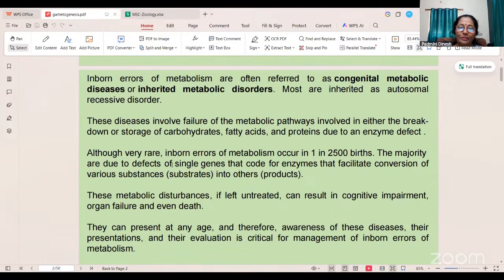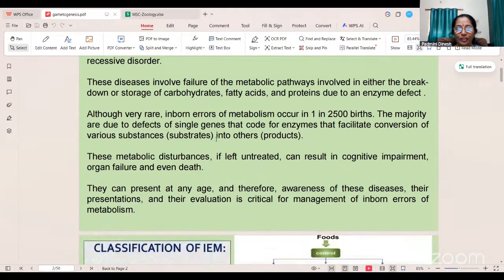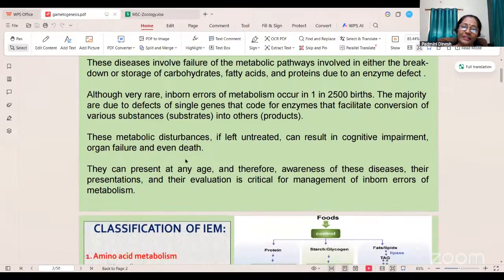These metabolic disturbances, if left untreated, can result in cognitive impairment, that is, the brain is not properly developed, and sometimes organ failure, and even death in the children who have this gene present in the community. They can present at any age, and therefore awareness of this disease is needed, and evaluation is critical for management of inborn errors of metabolism.